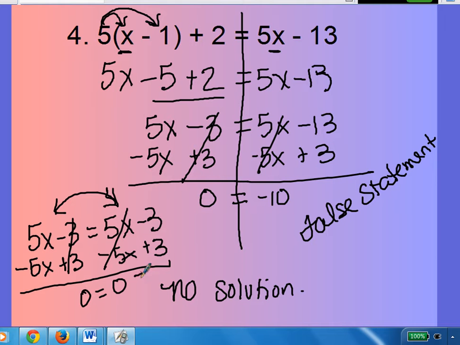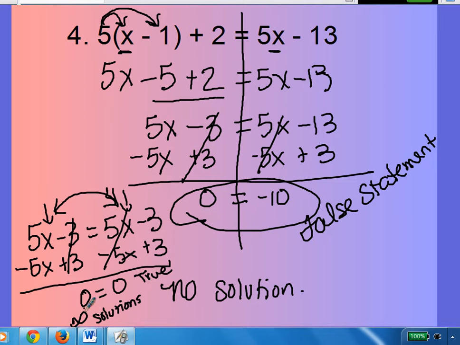Guess what, guys? That's true. And when that happens, remember this, infinite solutions. I can pick any number on the number line and plug it in for x, and it's going to be true. So don't forget these 2 special circumstances. True means infinite solutions. False means no solution.